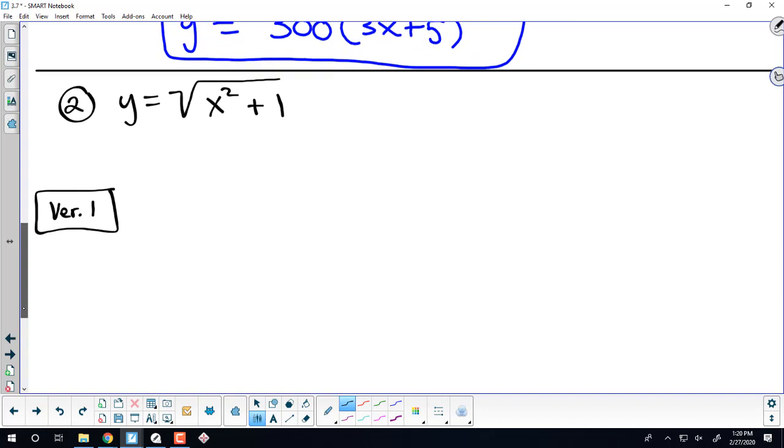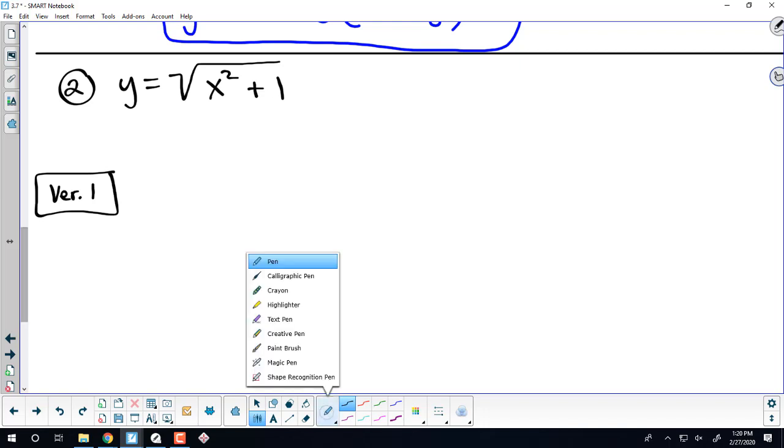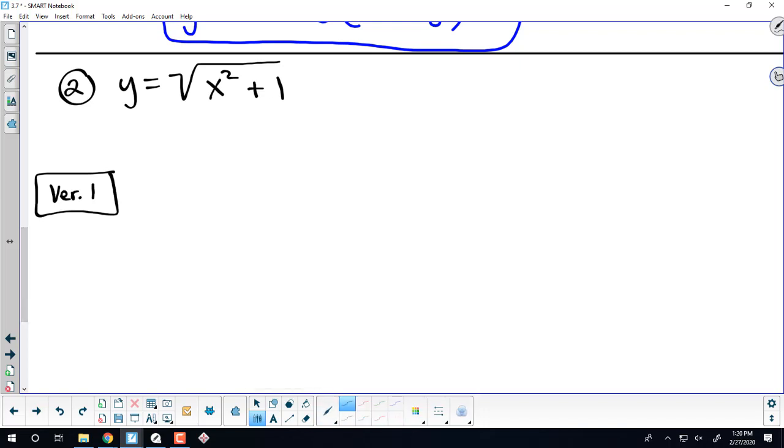Okay. Example 2, we have the square root of x squared plus 1. And so again, version 1 requires us to make a substitution. We're going to let u equal the inner function, the inner function here being x squared plus 1. So u is equal to x squared plus 1. So you make your substitution with version 1, and then you rewrite the original function in terms of u. So from this substitution, we have y is equal to the square root of u, or u to the 1/2.